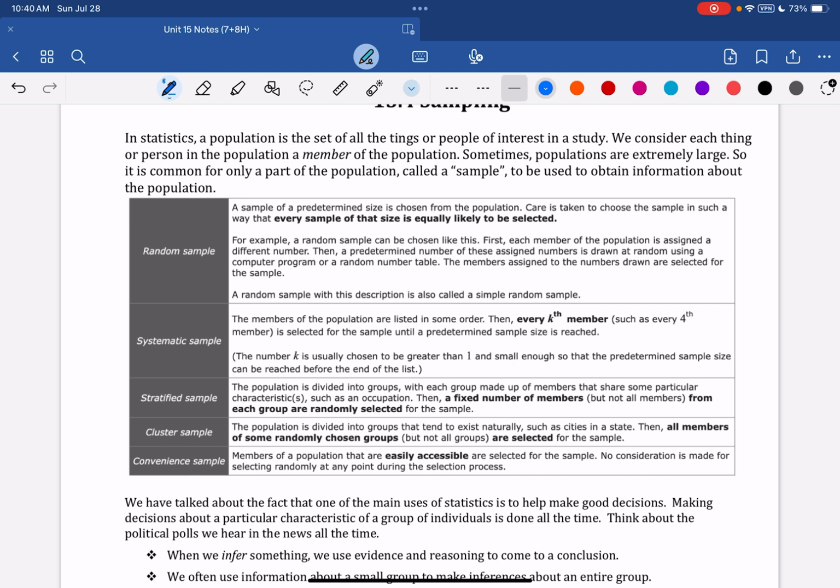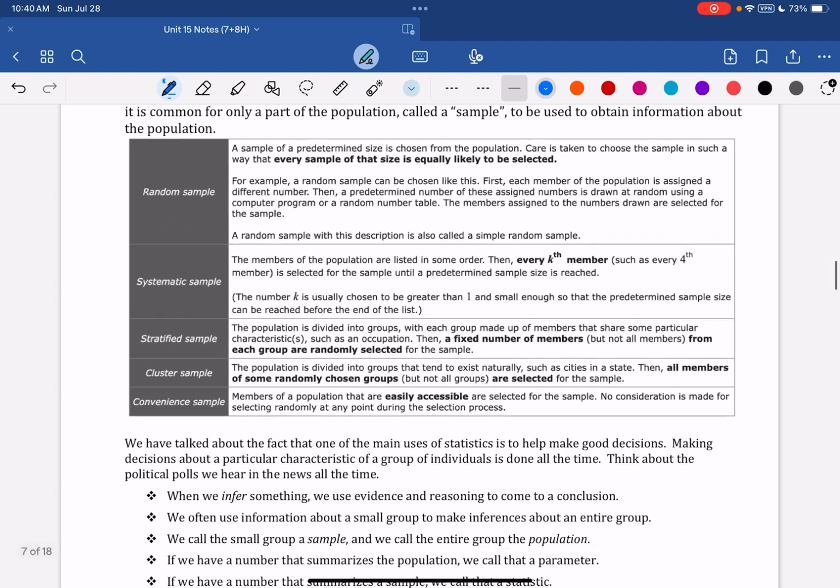A cluster sample, the population is divided into groups that tend to naturally exist, such as a city or a state. All members of some randomly chosen group are selected for the sample. And a convenience sample, this is often used, especially if you're at school and you wonder what kids like for lunch, and you just randomly sample some kids at school because they're there. So a convenience sample is members of the population that are easily accessible and are selected for the sample. No consideration is made for selecting randomly during the selection process.